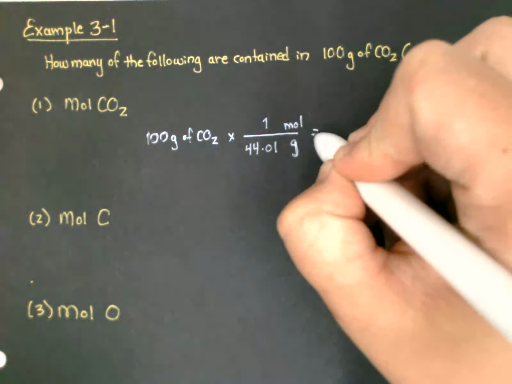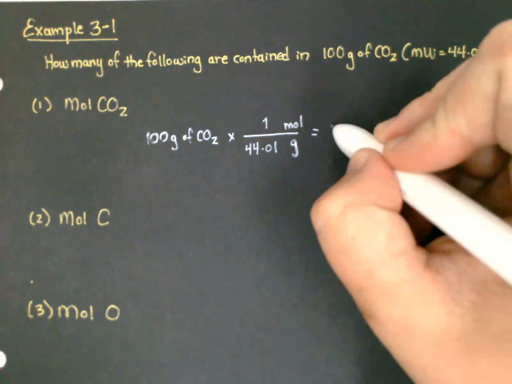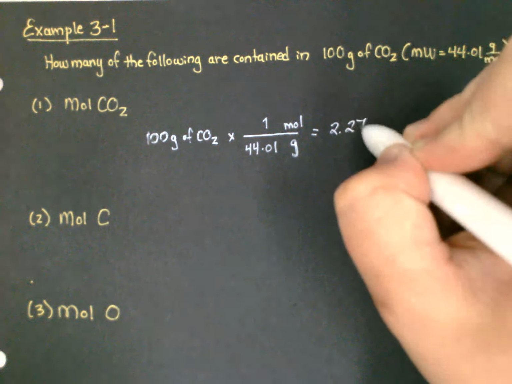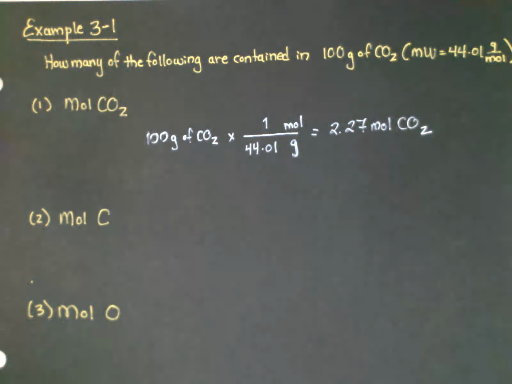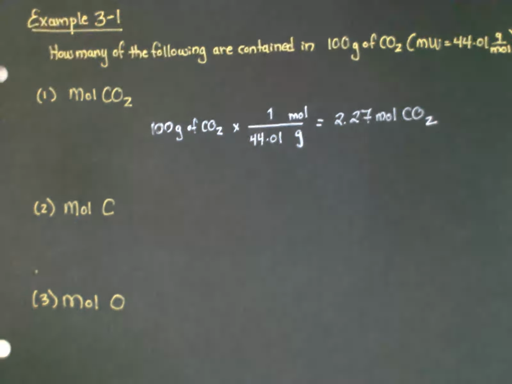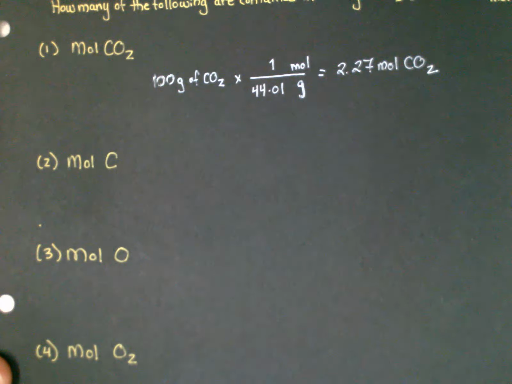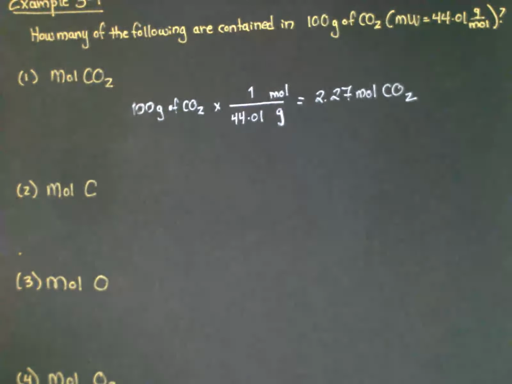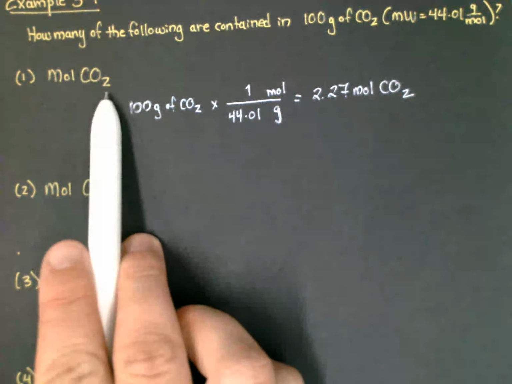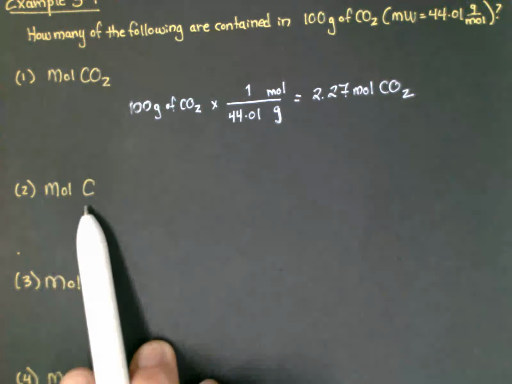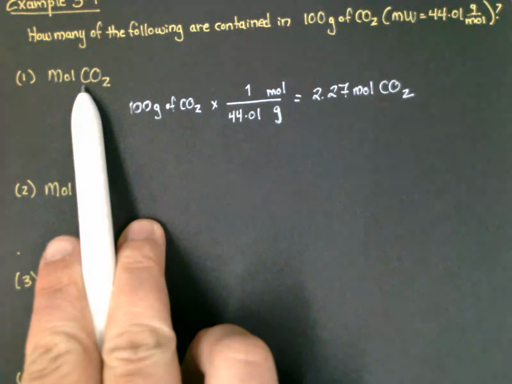So this is an example of why we check our units. And if we calculate that out, we should get 2.27 moles of CO2. That's all there is to it. All right, so the second one is the moles of C. Now, we don't have the molecular weight of C. We could go find the atomic weight off the periodic table, but an even easier way is to look at CO2 and say, well, for every mole of CO2 we also have 1 mole of C, because there's 1 C in CO2.